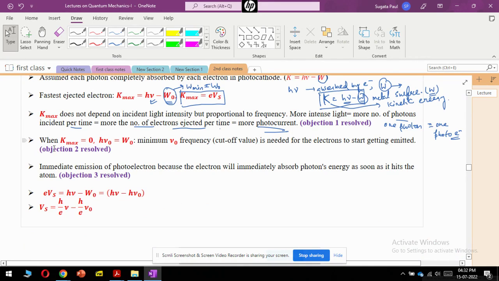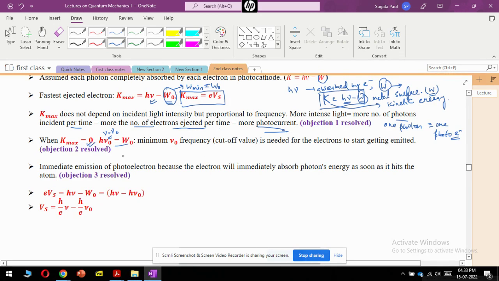And then we come to the second objection of classical theory to the experimental result: why there is a cutoff frequency, like why there is a certain frequency nu naught below which the photoelectric effect cannot happen. This also we can resolve from this equation itself. If we put K max equal to 0 in this equation, that the coming out electron has no kinetic energy of itself, then h nu becomes equal to the work function W naught. Now this particular frequency where h nu becomes W naught, we denote as nu naught. So when K max equals 0, h nu naught equals W naught. So this nu naught is actually the cutoff frequency value that we discussed in the experiment.